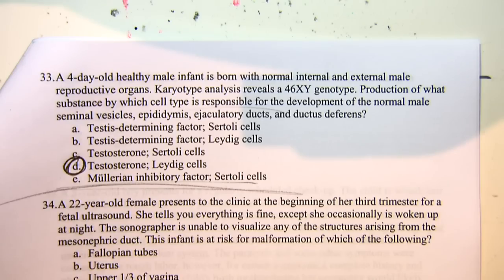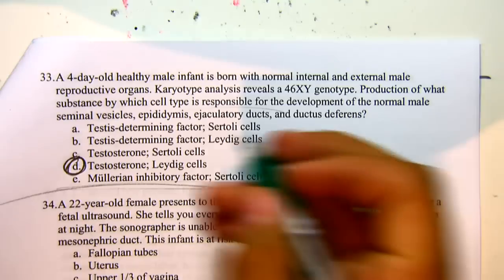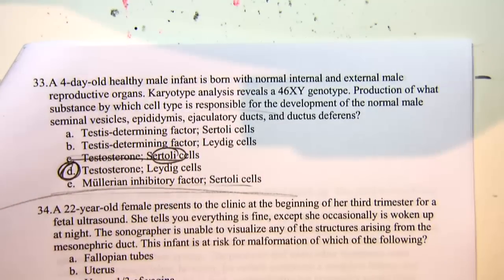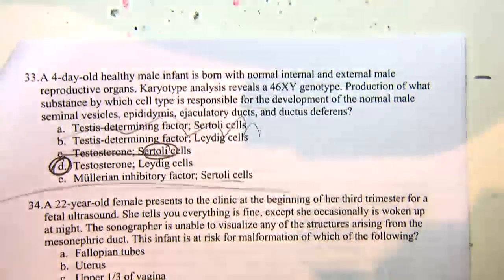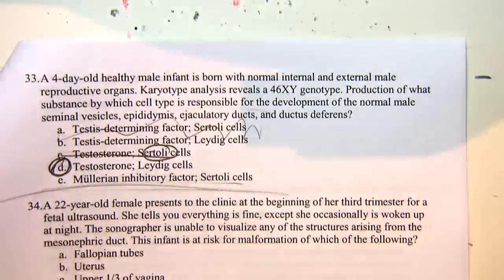C is wrong because the Sertoli cells don't produce testosterone. They produce the Mullerian inhibitory factor, which will suppress the female reproductive organs. So this was wrong because of Sertoli cells. And then testis determining factor, this is on the SRY gene, and they don't really have a role in that. So the answer for that one was D, because we know testosterone, that one commits us to going down the male pathway.